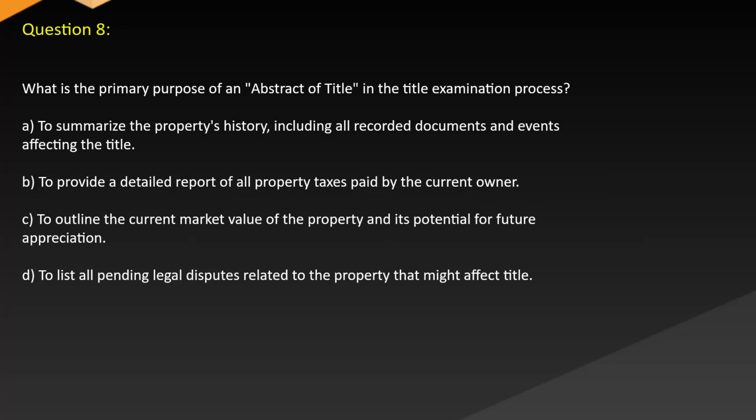Question 8. What is the primary purpose of an abstract of title in the title examination process? A. To summarize the property's history, including all recorded documents and events affecting the title. B. To provide a detailed report of all property taxes paid by the current owner. C. To outline the current market value of the property and its potential for future appreciation. D. To list all pending legal disputes related to the property that might affect title.